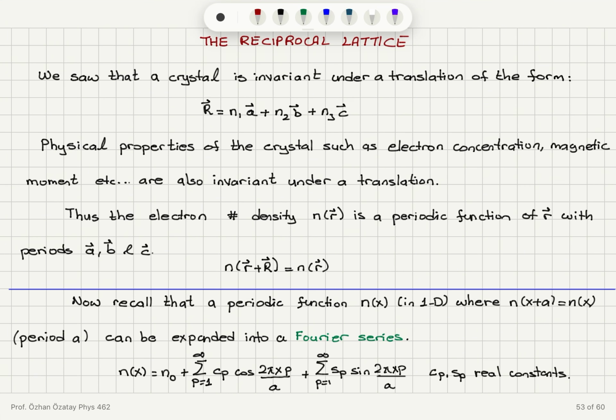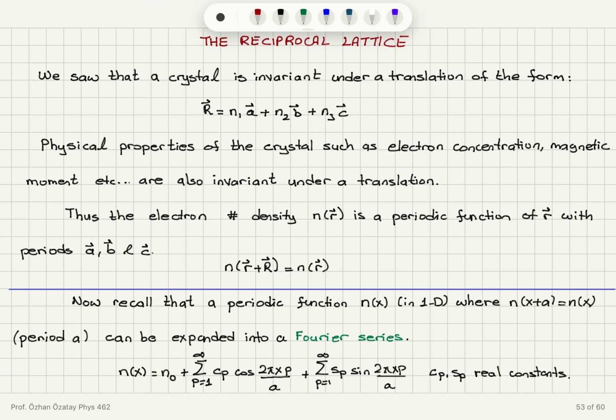We talked about crystal symmetries, and we saw that a crystal is invariant under a translation of the form n1a, n2b plus n3c. So this n1, n2, and n3 were integers, a, b, c were basis vectors. So basically the lattice is invariant under translations, or there is translational invariance. There are several ways to say this. Okay, so what does that mean in terms of physical properties of the crystal?